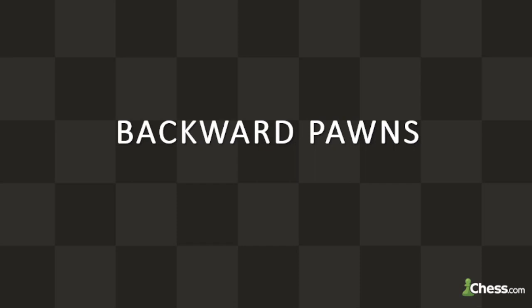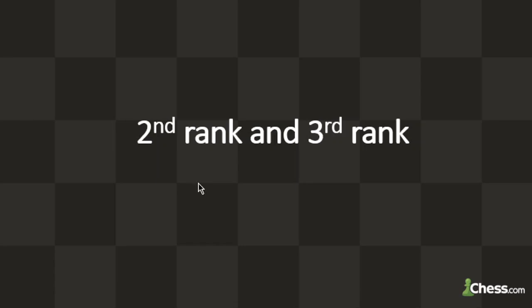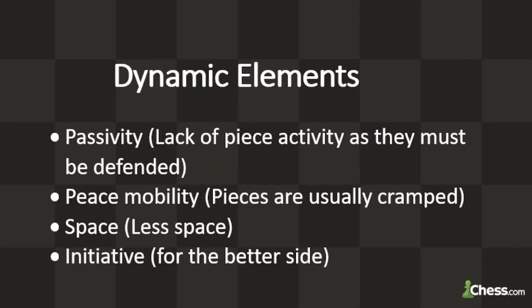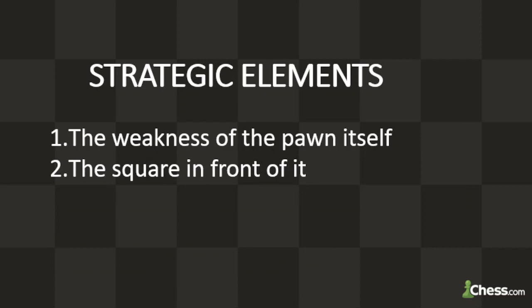So by definition, backward pawns are usually found on the second rank and the third rank, right? That's where you're normally going to find backward pawns in a game of chess. Now, two things that we're going to be looking at throughout the series are what I'll call the strategic elements, this would be one, and two, the dynamic elements.